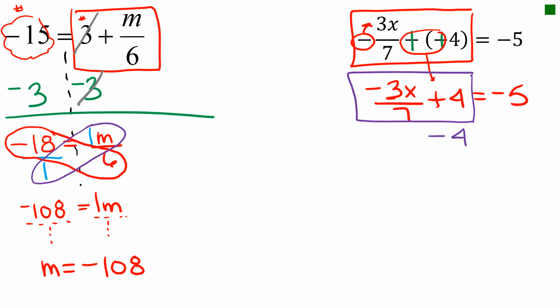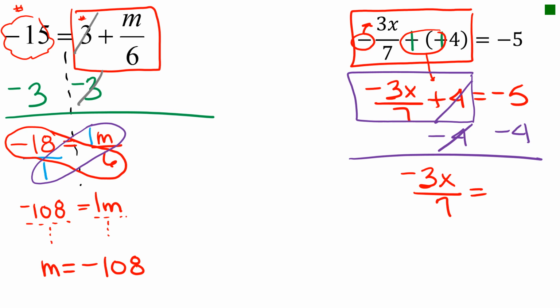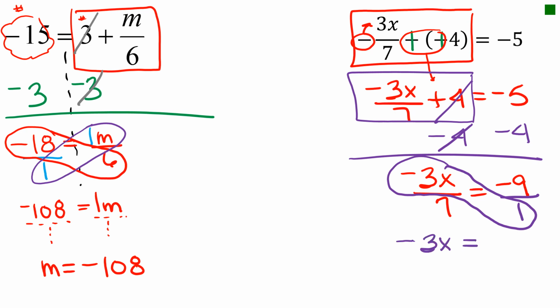We're going to do that by subtracting 4 from both sides. 4 and negative 4 cancel. Leaves me with negative 3x over 7. On the right-hand side, I have negative 9. Turn it into a proportion by putting it over 1. Cross multiply, top left times bottom right. Negative 3x times 1 is negative 3x. Bring the equal sign down. Cross multiply, 7 times negative 9 is negative 63.